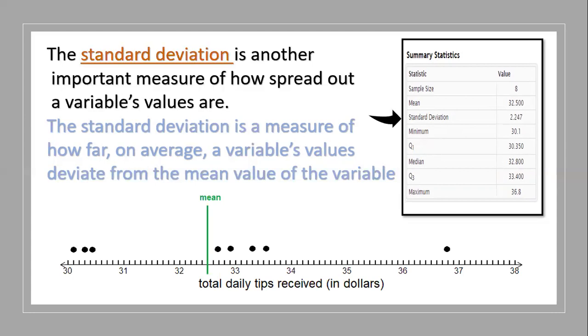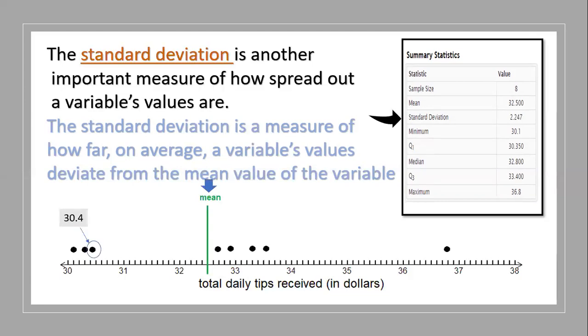Here's a dot plot of those 8 values, and you can see that I've put a little bar there to indicate where the mean value, $32.50, is. You can see that some of the days Beth had tip amounts that were below average, and on 5 of the days she had tip values that were a little or a lot above average. Now, for every one of those days, we can talk about how far her data value for that day deviated from $32.50.